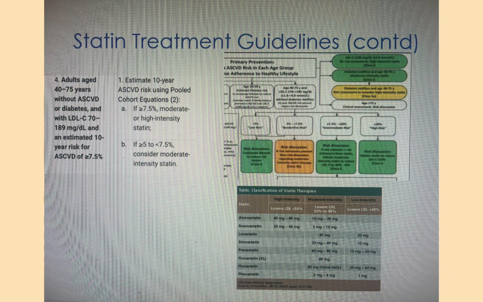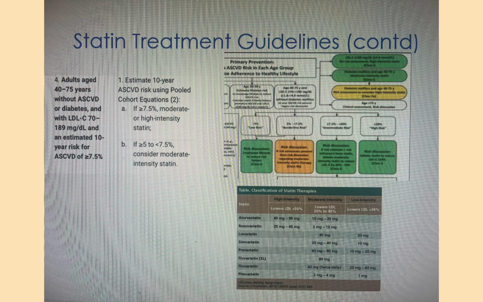Next group is in the treatment algorithm picture. There are 4 columns. Adults aged 40 to 75 years without ASCVD or diabetes. So no ASCVD, no diabetes, but LDL-C 70 to 189 and an estimated 10-year risk of ASCVD of greater than 7.5%. So 7.5% to 20%, both, you can start the patient on high intensity statin.